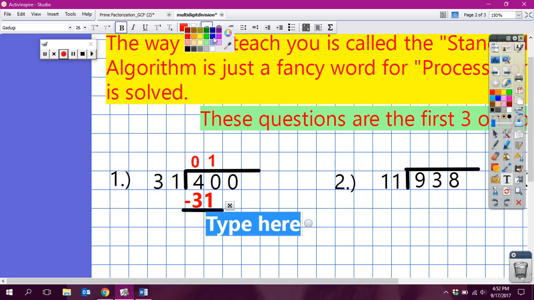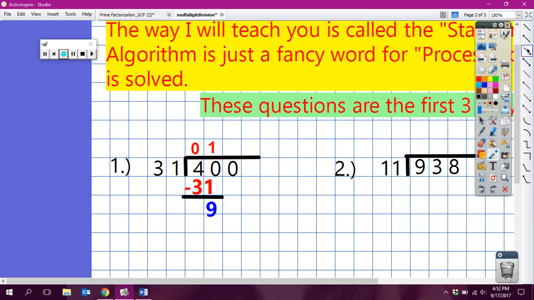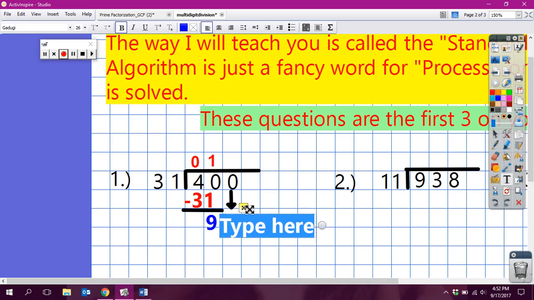So I'm still working with this problem. I am not done because, as you can see, there's still a 0 hanging out here. So what I actually need to do is take that 0 and drop it down. Drop that 0 down beside your 9. And notice I'm changing colors because 0 was originally in my dividend. This 9 was what was left over when I took out the group of 31 from those first two digits. And then I had to bring down my 0.